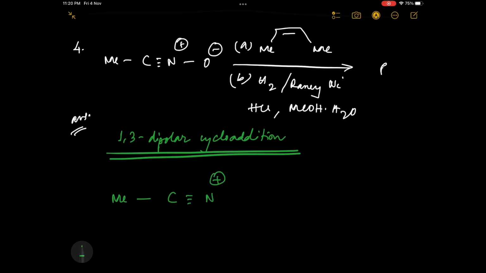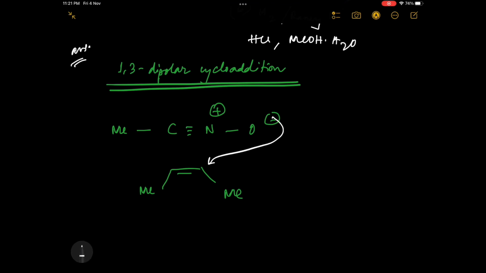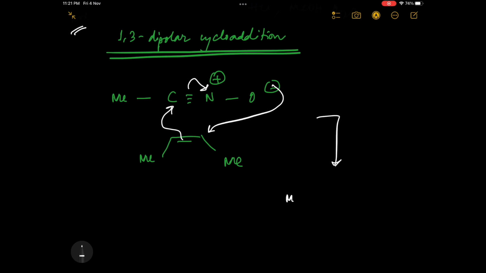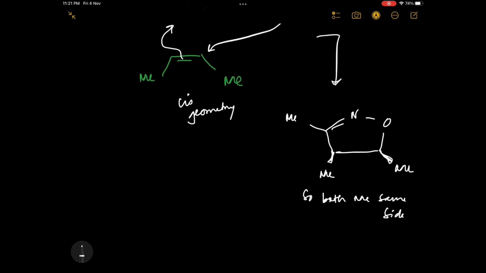We have been given Me C triple bond N plus O minus as a reactant, and also we have Me CH double bond CH Me. And this type of 1,3 dipolar cycloaddition takes place to form a 5-membered ring with an NO bond. The two methyl groups are in cis geometry in the alkene, hence also in the product that is in the 5-membered ring, they are on the same side.